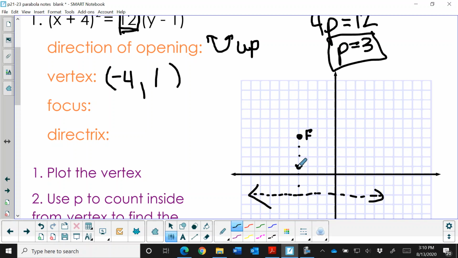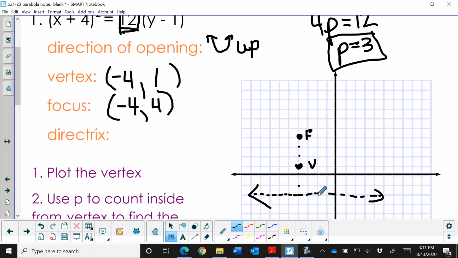So from here, I have my vertex, which I just got from h and k. I found my focus by counting p up. I found my directrix by counting p down. So when asked for the focus, we want to write this as a point or an ordered pair. So that's negative 4, and I went up 3 from 1, so that's positive 4. Now the directrix, I went down 3.